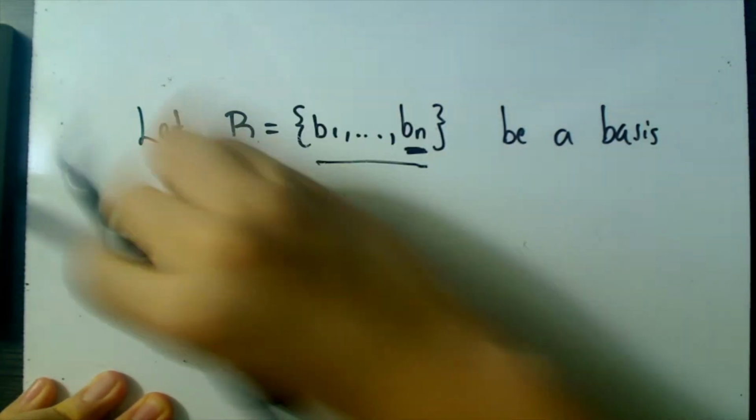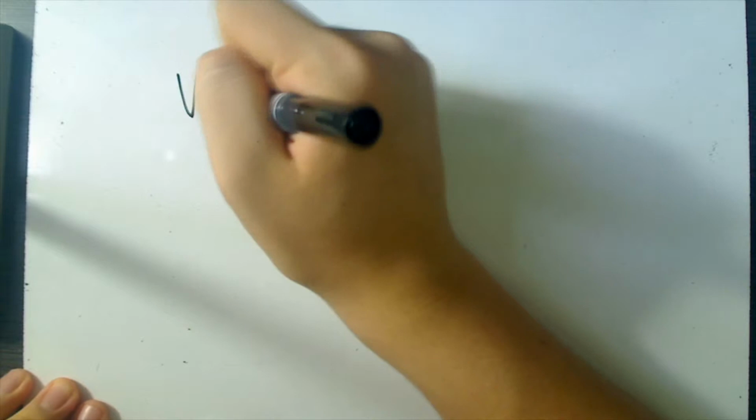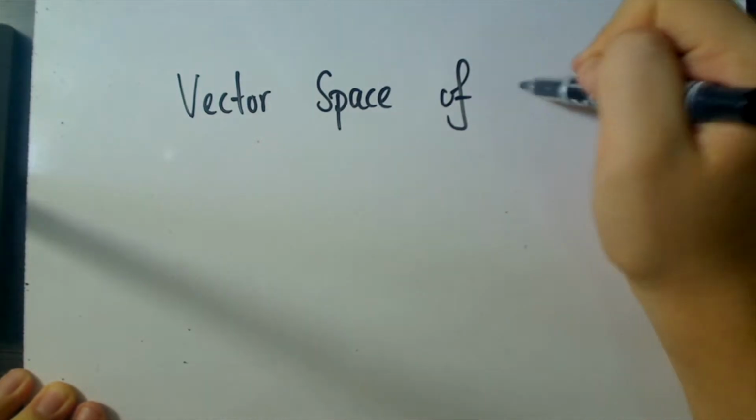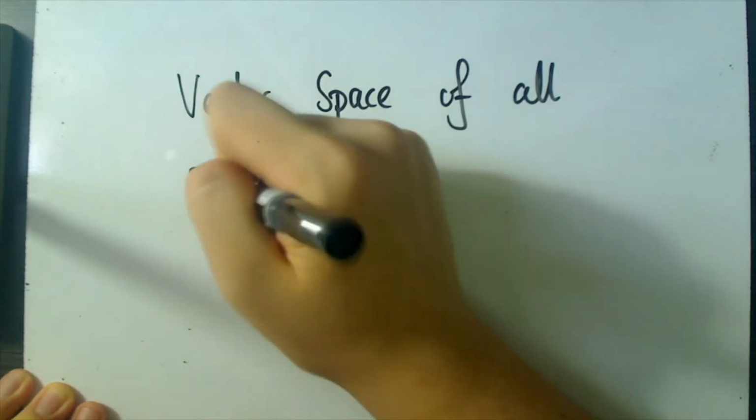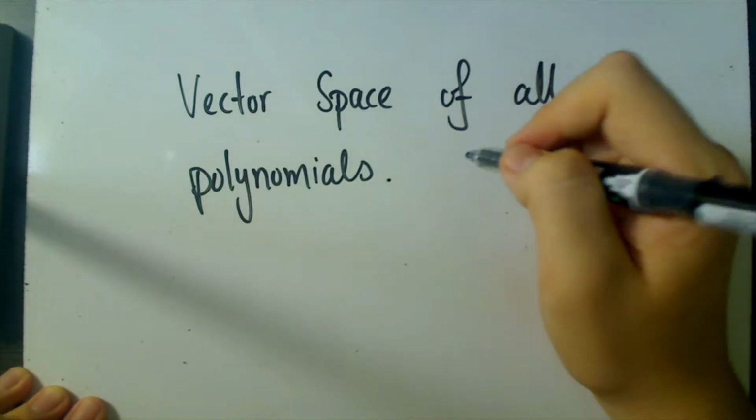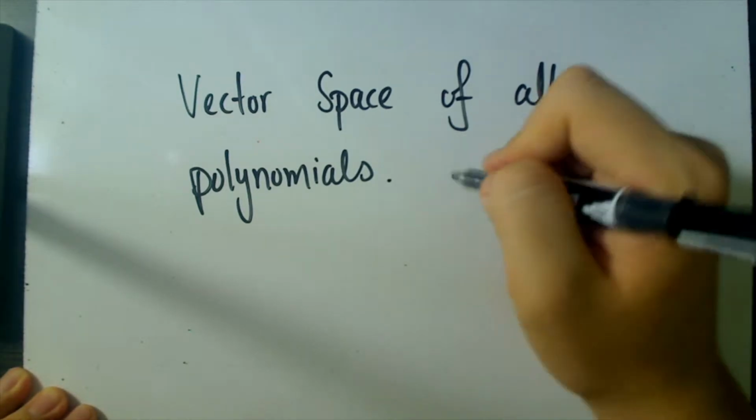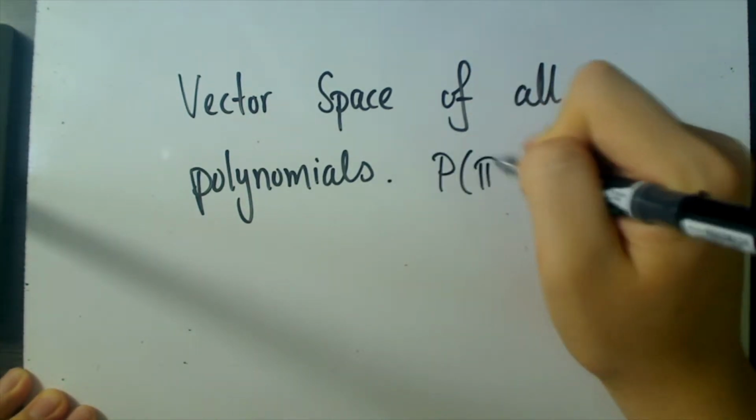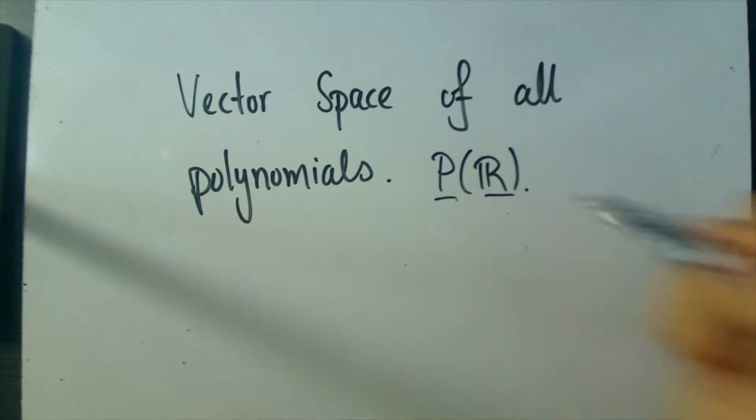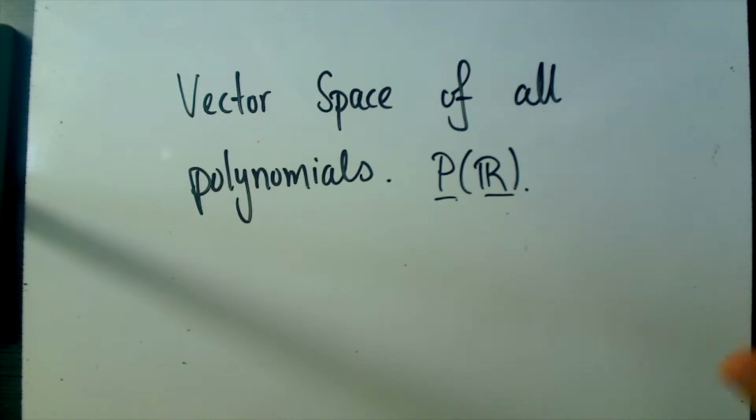But a vector space can easily be infinite dimensional. And in fact, you have already been exposed to one in section 4.1 when you were introduced to the vector space of all polynomials. We will denote the vector space of all polynomials as P of R for the rest of the video. This just means polynomials with real coefficients.